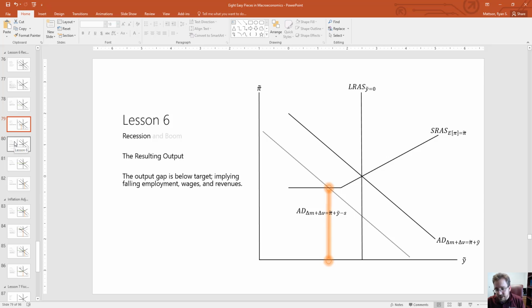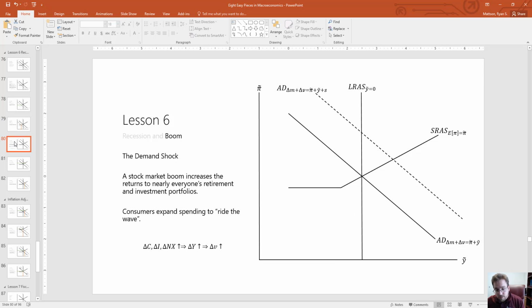Okay, well, let's take a look at the other case. Let's say a boom or an expansion. So let's say there's an unexpected stock market boom, increases returns in nearly everybody's portfolio. We begin to spend more because we feel wealthier. So growth in consumption, investment spending, that all begins to increase. Our output increases from that velocity of money shock that we have, more money changing hands.